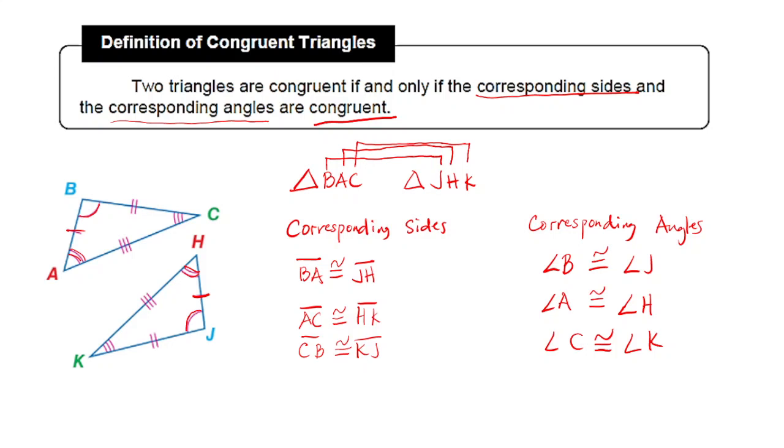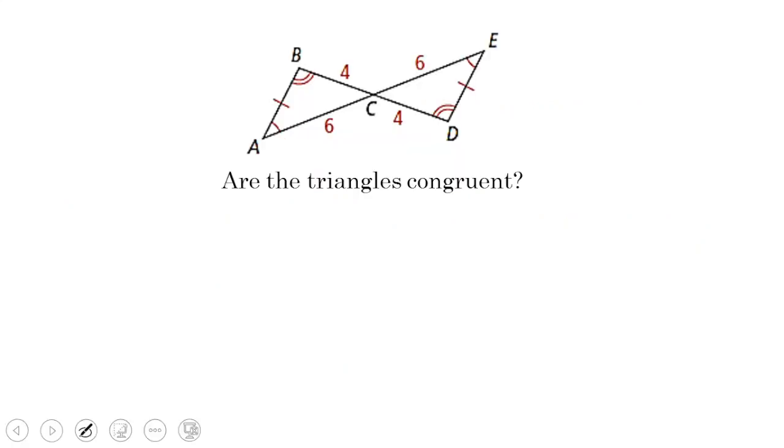Okay, so that is the definition of congruent triangles. Looking at the corresponding sides and the corresponding angles and checking if they are congruent. If the corresponding sides and corresponding angles are congruent, then we can conclude that the 2 triangles are congruent. Hence, we can use the symbol triangle BAC is congruent to triangle JHK. Now, let's have another example.